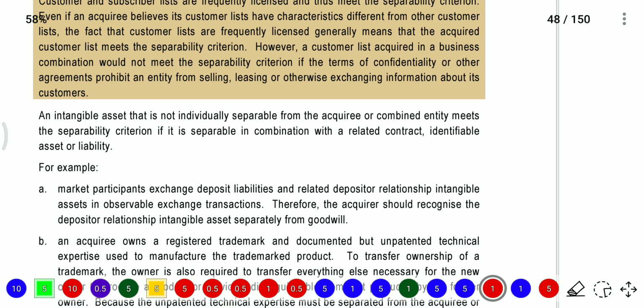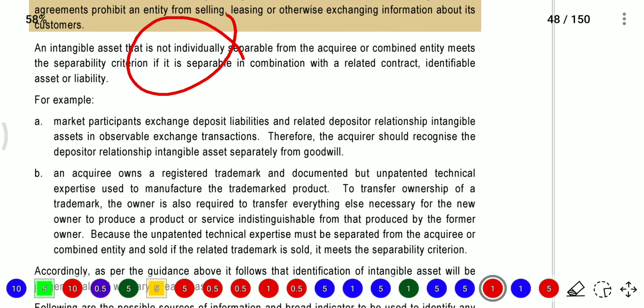An intangible asset that is not individually separable from the acquiree or combined entity can still meet the separability criterion. For example, market participants exchange deposit liabilities and related depositor relationship intangible assets in observable exchange transactions. We will discuss observable exchange transactions in Ind AS 113, Fair Value Measurement. Therefore, the acquirer should recognize the depositor relationship intangible asset separately from goodwill.